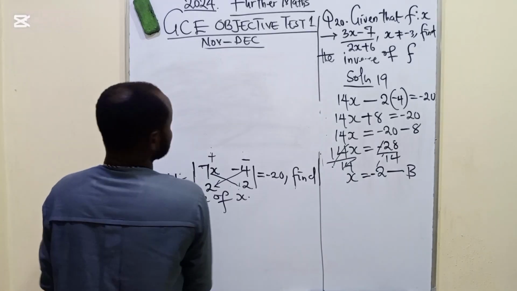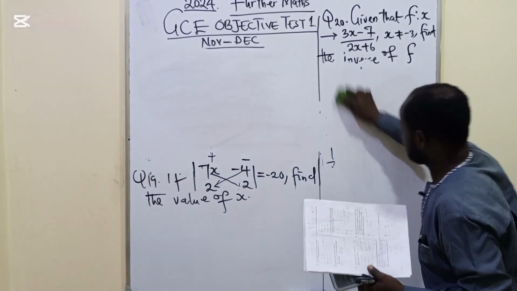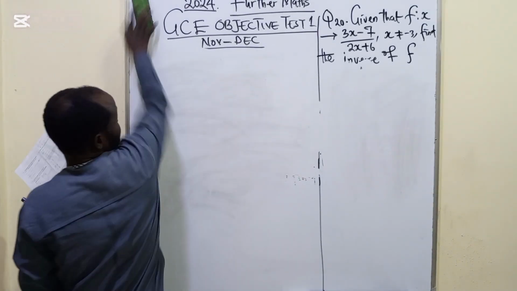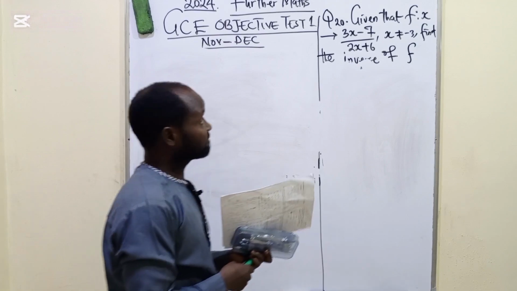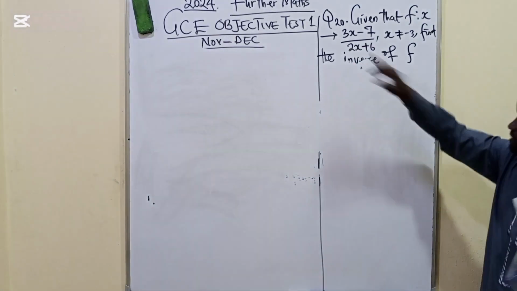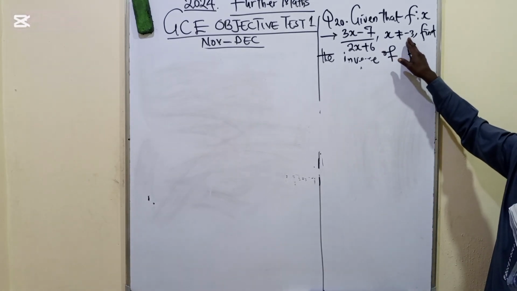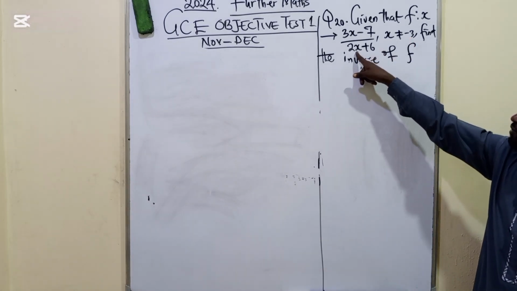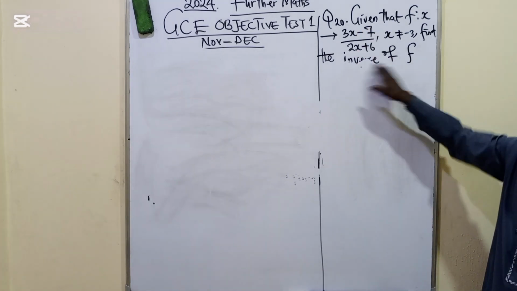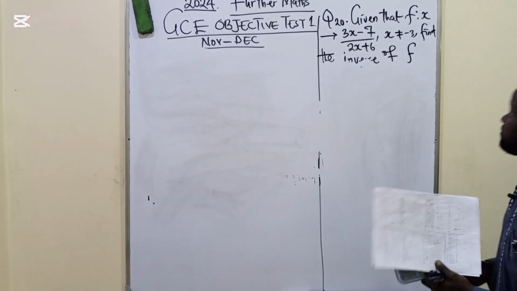Let's move to 20 now, and that will be the last question for this presentation. 20 will be: given that f such that x is mapping to 3x minus 7 divided by 2x plus 6, x cannot be equals to minus 3. Because if you substitute x as minus 3 here, it will make this fraction undefined. We are asked to find the inverse of f. This is from mapping and function.